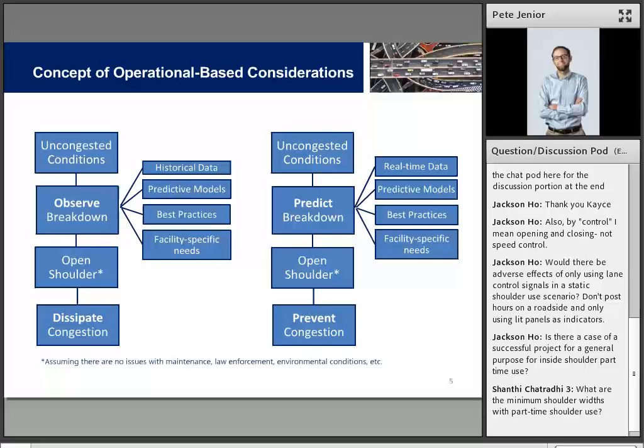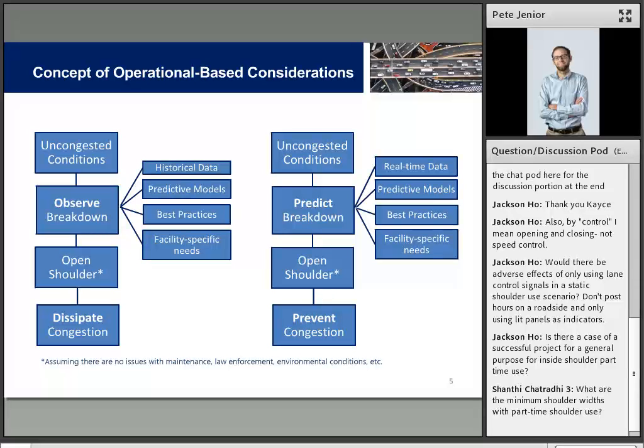This is not like a ramp meter where you're maybe adding a few percentage points of capacity to your freeway. You're adding nearly, potentially up to an entire lane's worth of capacity. So it is possible to dissipate congestion. However, it's always desirable to be predictive and prevent congestion from occurring in the first place.